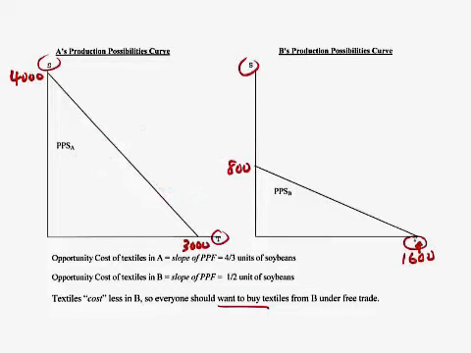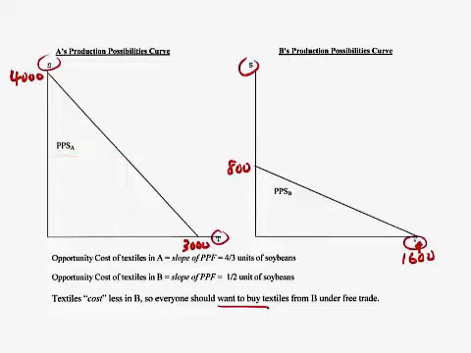In terms of the trade-off, you can get 4,000 units of soybean and no units of textiles. You can get 3,000 units of textiles without producing any soybean, and the midpoint I mentioned earlier would be at, say, 2,000 units of soybean, 1,500 units of textiles.